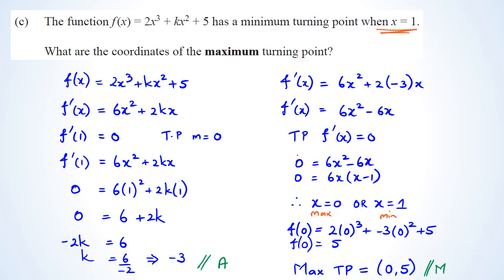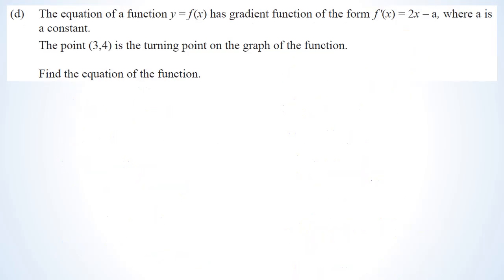Okay, let's go to question 1D. So with 1D, the equation of the function y equals f of x has a gradient function of the form 2x minus a. The point (3, 4) is the turning point in the graph of the function. Find the equation of the function. So obviously this is an integration question.